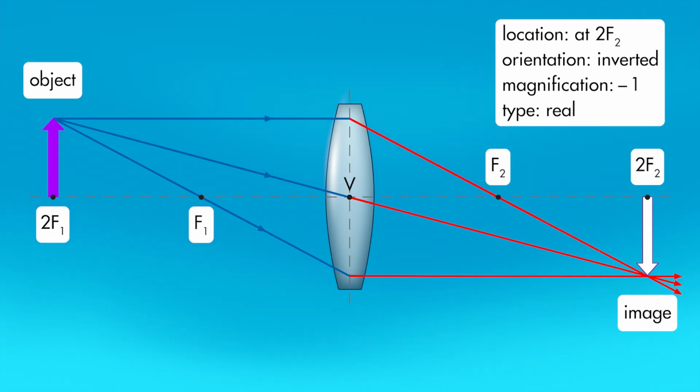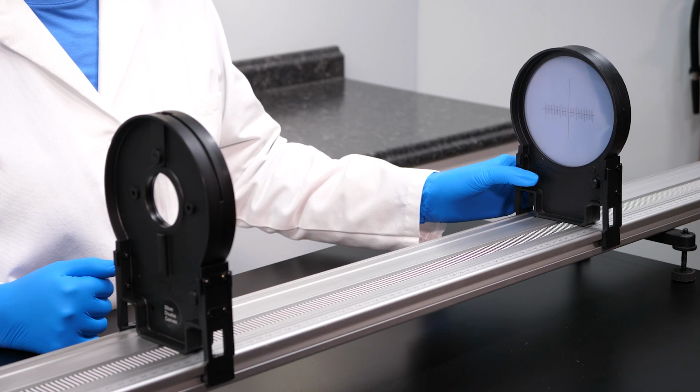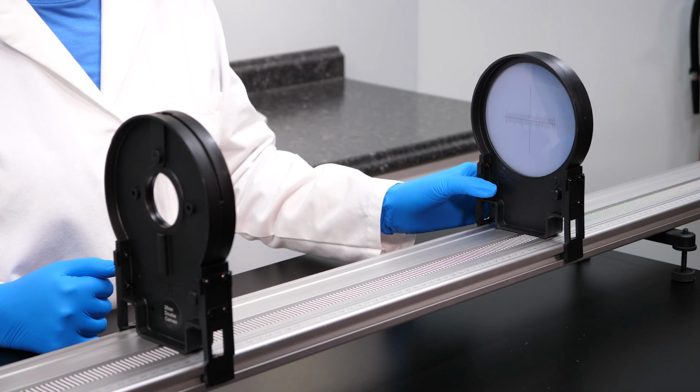From this, we predict that the image location will be at 2F2, which is at the 140 centimeter mark on the optical bench. The image will also be inverted and the same size as the object, so its magnification will be negative 1. Since the image is behind the lens, it will be a real image. We will place the screen at the 150 centimeter mark and pull it forward until the image comes into focus.